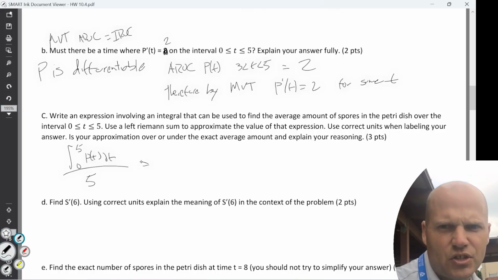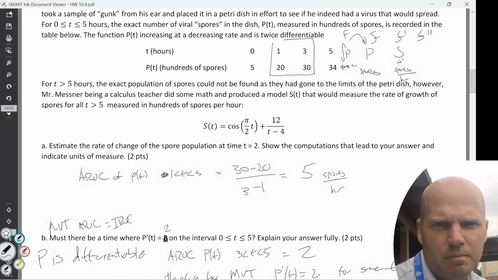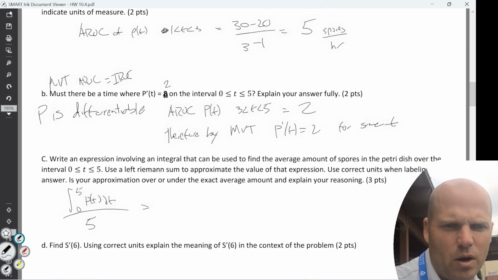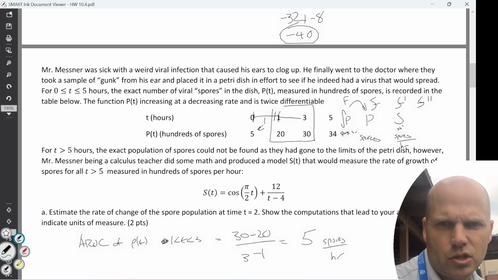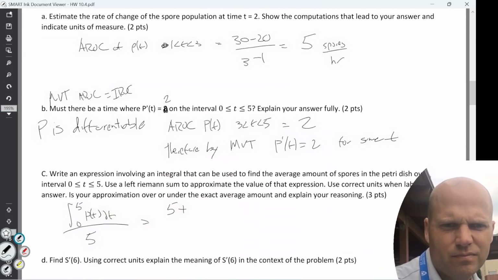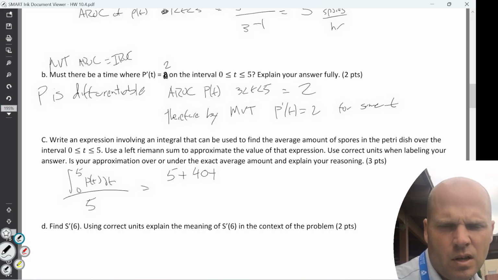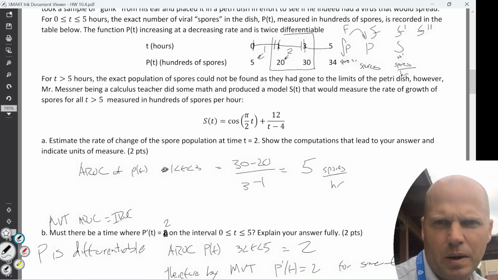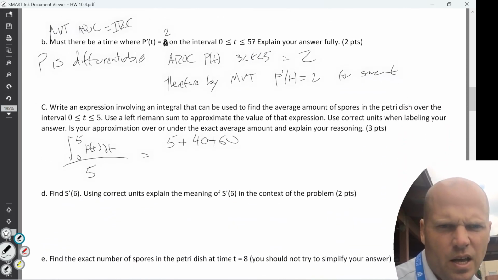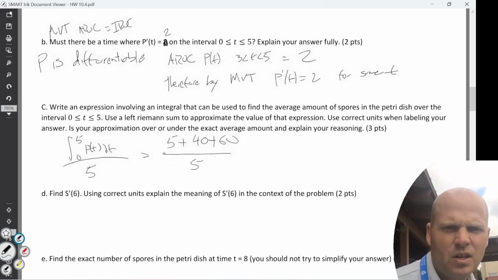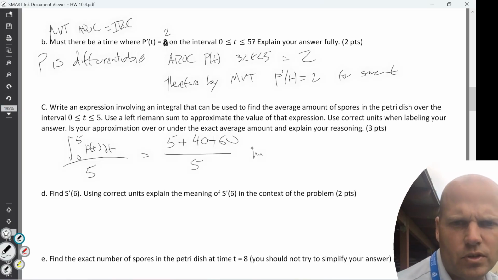Use a left Riemann sum. Left Riemann sum says base times the left height, so that'd be a 1 by 5. The next would be a 2 by 20. The next would be a 2 by 30. And I'll divide that by 5. This is in hundreds of spores.